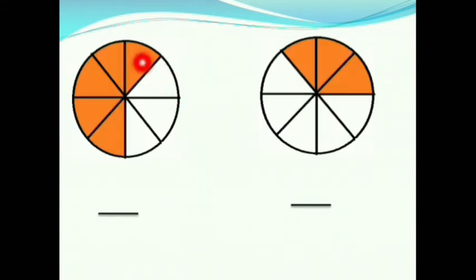Children, look at the shaded parts of the following figures. Are the shaded parts of each figure equal in size? No. Here the circles are divided into 8 parts. In the first circle 5 parts are shaded. In the second circle 3 parts are shaded. Denominator 8 is same. Numerator 5 is greater than numerator 3. So 5 by 8 is greater than 3 by 8. Symbolically we write 5 by 8 is greater than 3 by 8.